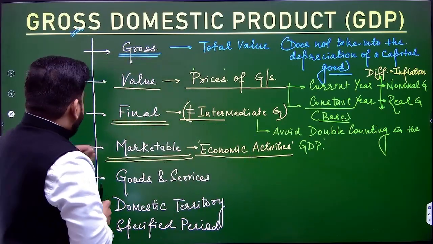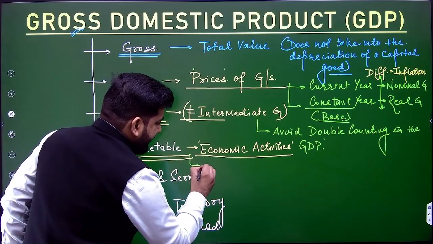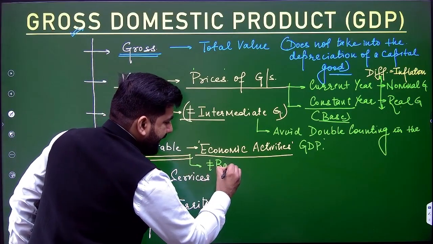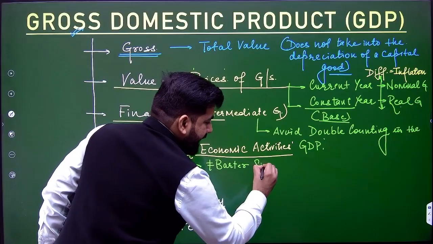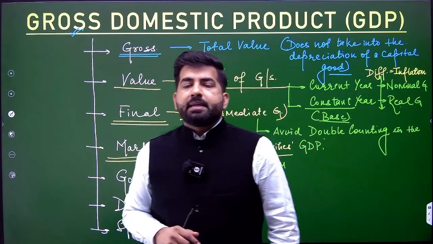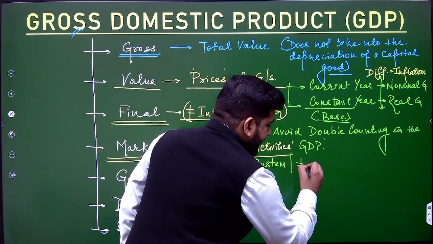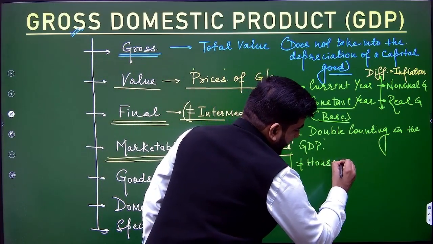So that means if I talk about marketable, you are saying, sir, the barter system is not included. Yes, it does not include the barter system. Why? Does the barter system include any remuneration? No. Or the household activities done by us? It does not include the household activities.